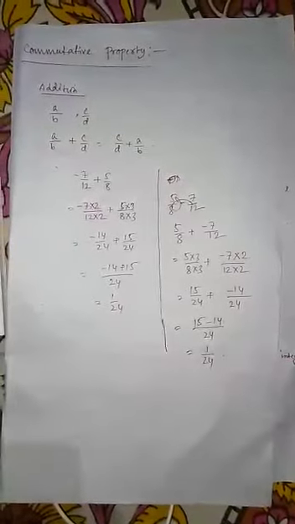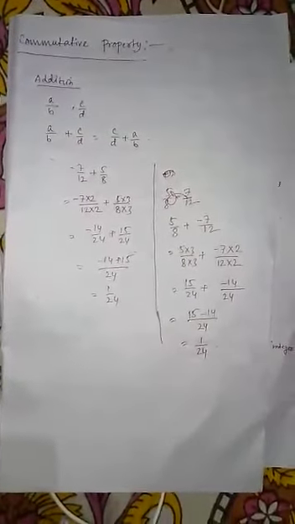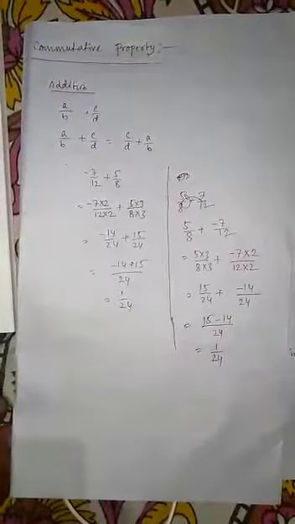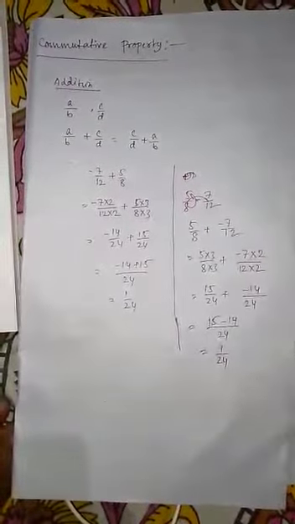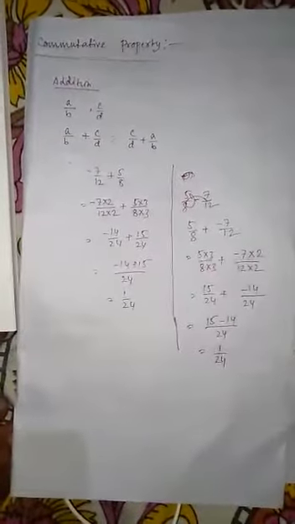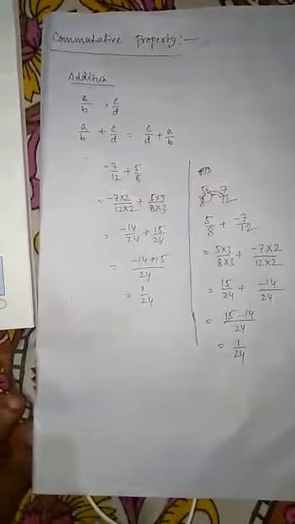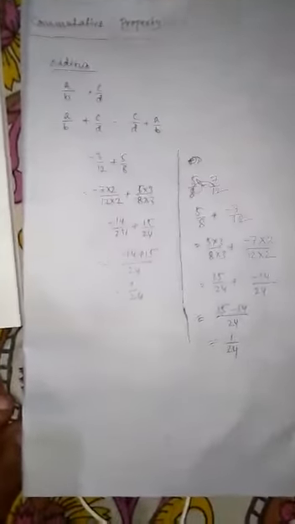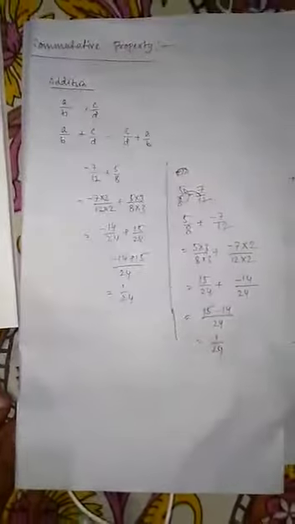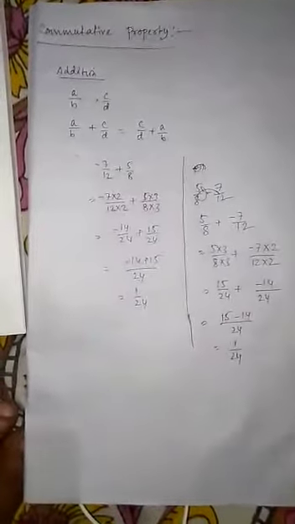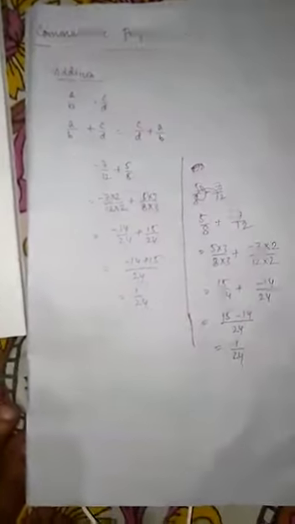Now we will discuss the commutative property. A binary operation is commutative if changing the order of the operands does not change the result. So what is a binary operation? That means any subtraction, addition, multiplication or division of any two elements, that means two numbers.